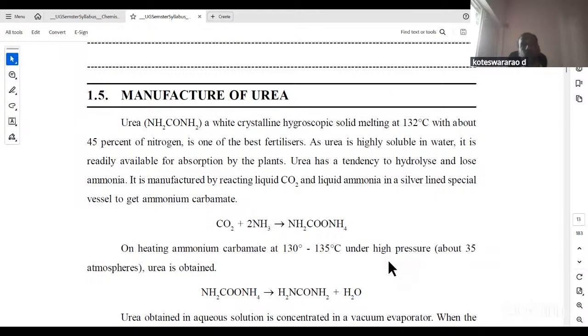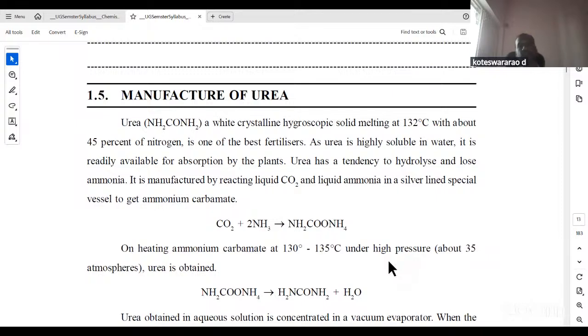With about 42 to 45% of nitrogen, it is one of the best fertilizers for supplementing nitrogen for the crops. Urea is highly soluble in water, and that is the advantage. It is maximally available for absorption by the plants. That is the reason it can be used as readily available for absorption by the plants. Urea has a tendency to hydrolyze and to lose ammonia.